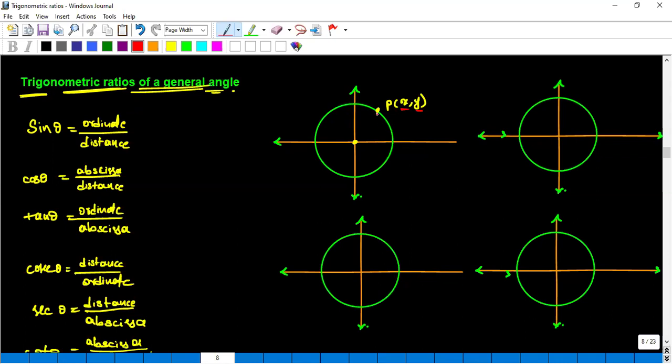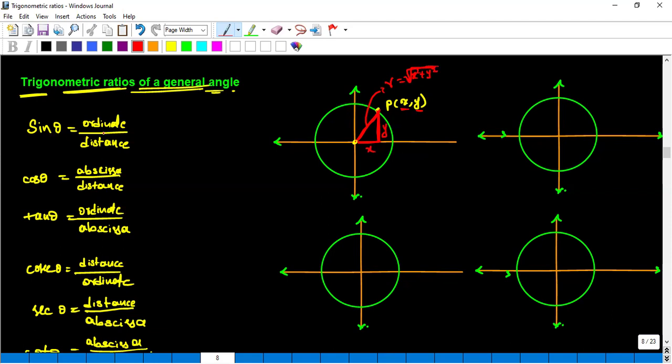So I don't have any triangle, but I can construct a triangle over here by drawing a perpendicular to the x-axis and by joining this to the center. So I can tell here this particular length is x units, this particular length is y units. Then I can tell the radius of the circle r is nothing but the square root of x square plus y square. By using Pythagoras theorem, hypotenuse square equals base square plus perpendicular square. So we got the radius.